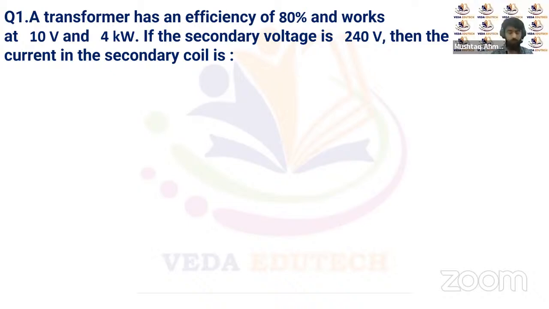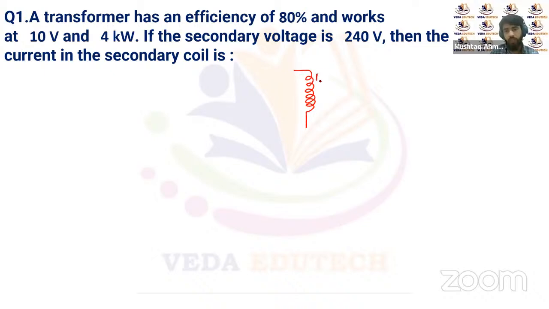We know that in the case of a transformer, we have two coils. One is the primary coil and one is the secondary coil. The primary coil is the source of the power, and the same power gets distributed or supplied to the secondary coil. Let's suppose that this is the primary coil.